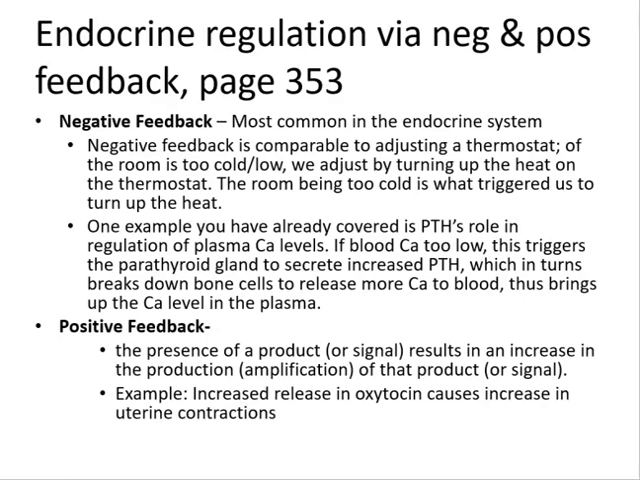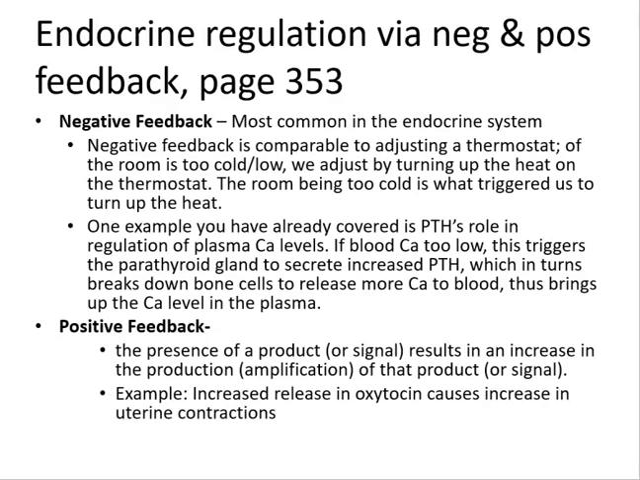The negative feedback is the most common in the endocrine system. The negative feedback is comparable to adjusting a thermostat. If the room is too cold or the temperature is too low, we simply adjust by turning up the heat on the thermostat. So the room being too cold is what triggered us to turn up the heat. So now let's look at an example of what that would look like in the body. One example that we've already covered is the parathyroid hormone's role in the regulation of plasma calcium levels. If the blood calcium is too low, this triggers the parathyroid gland to secrete increased parathyroid hormone, which in turn breaks down bone to release more calcium to the blood, which then brings up the calcium level in the plasma. That's the negative feedback system.